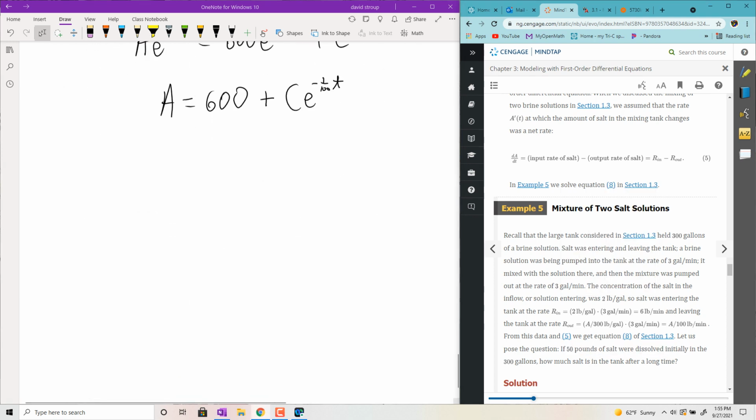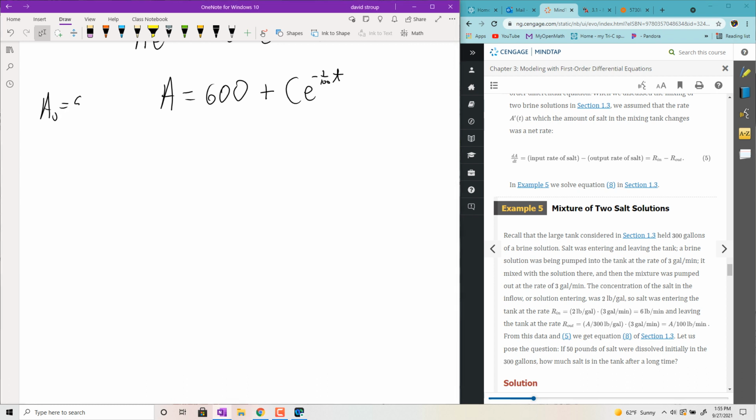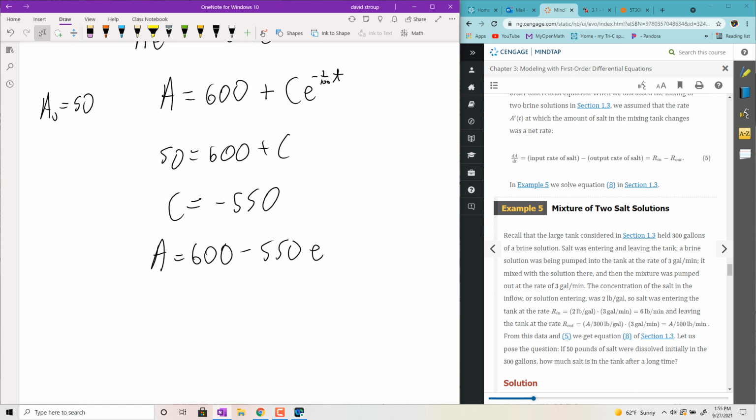So we could take that and plug it into this equation that we just got through the integrating factor. A sub 0 again was 50 pounds. So 50 equals 600 plus c e to the 0, which is just 1. So I'd end up with c equaling negative 550. And then I could rewrite my equation: A equals 600 minus 550 e to the negative 1 over 100 t. That's not so bad.